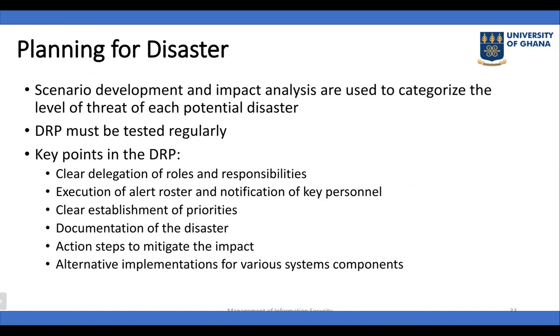Okay, let's look at the planning for disaster. These are the key points, just as we did for incident recovery. You have to clarify the roles, just like the incident response team. The roles and responsibilities have to be clear. You have the alert roster and the notification of key personnel. Like I said, every department or office has rosters, key personnel, their contacts and all that. Clear establishment of priorities.